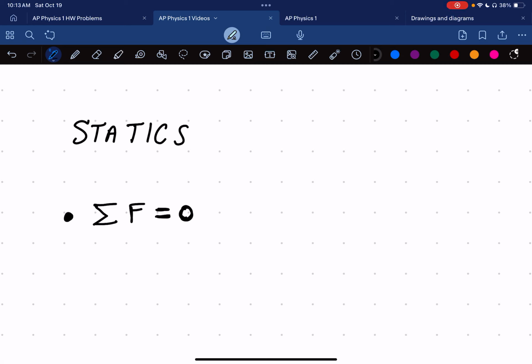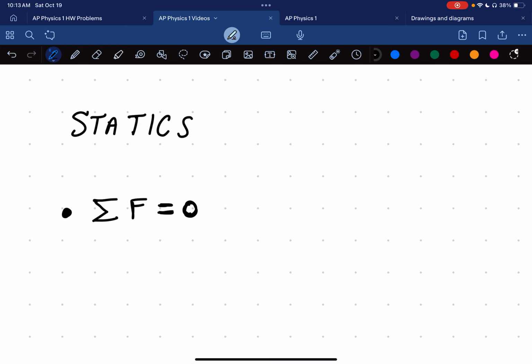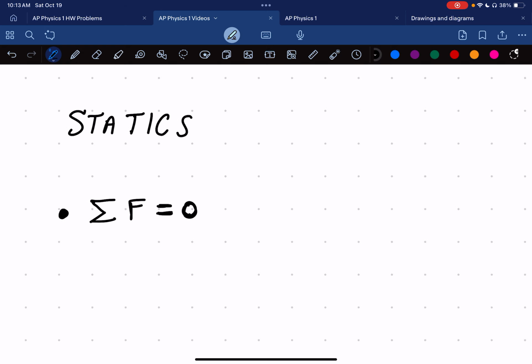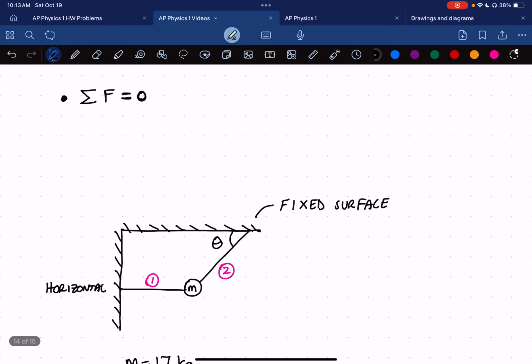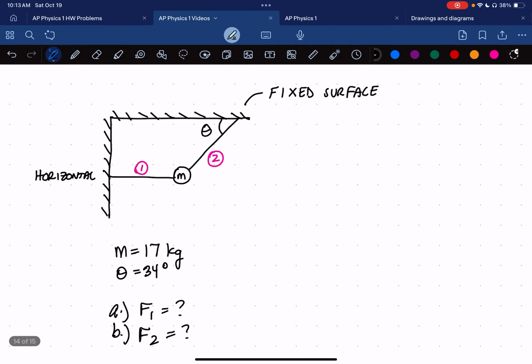Today's topic is on statics. We're going to look at two situations where the sum of all forces of the problem are equal to zero. The sum of all forces for some object is equal to zero, and so that means there's not going to be any accelerations, and also they're not going to be moving. This is opposed to the topic of dynamics, in which there is accelerations. So we're just going to jump straight into an example.